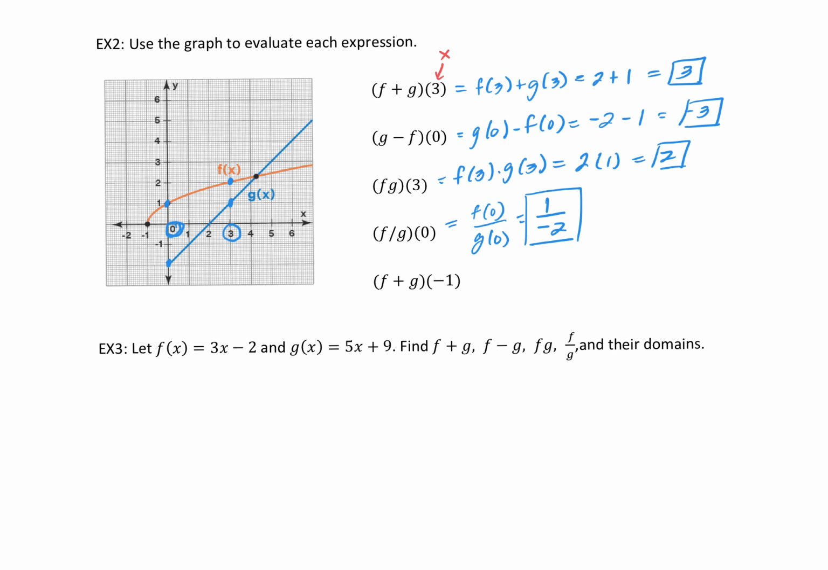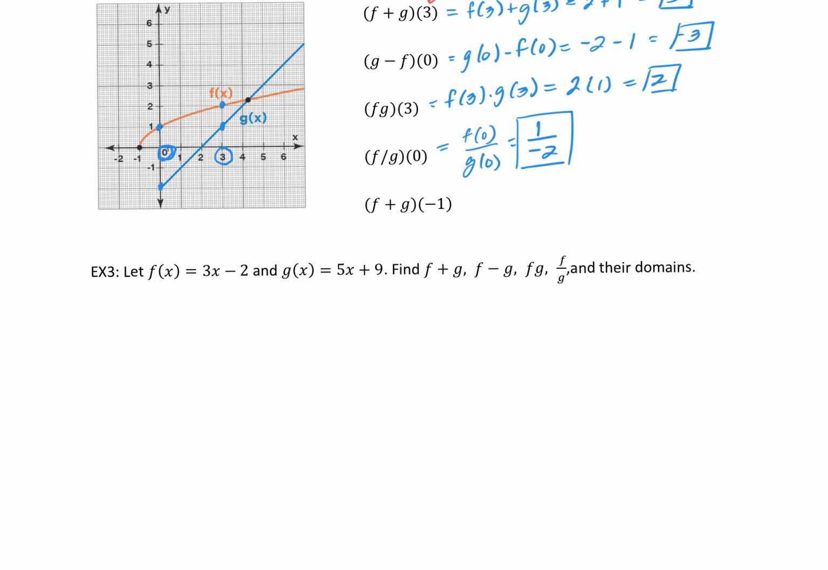And then the last would be f(negative 1) plus g(negative 1). So we're going to an x value of negative 1, and we go to our graph f, and the y value there is 0, plus, if we go to negative 1, notice that there's no graph for g. It does not exist. I'm just going to put DNE.